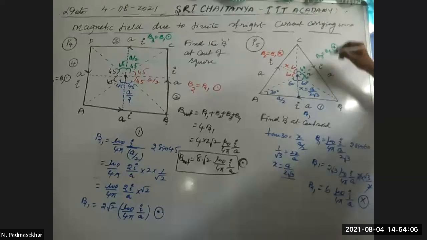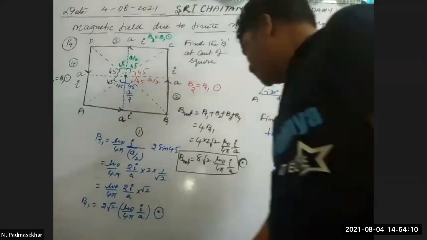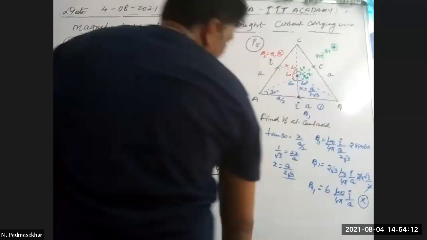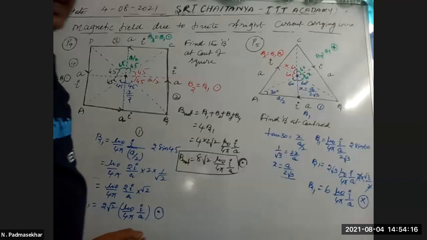And the three magnitudes are same and the direction is the same. B1, B2, B3 magnitudes are same and the direction is same.